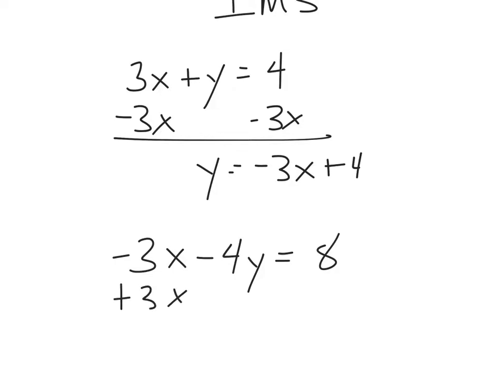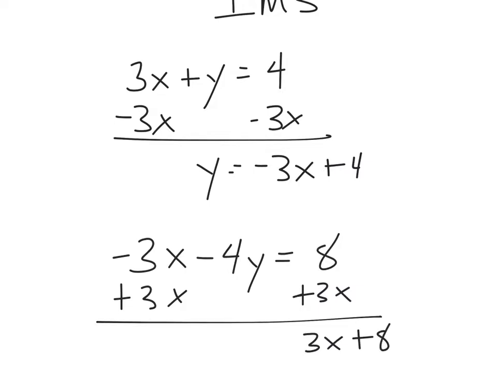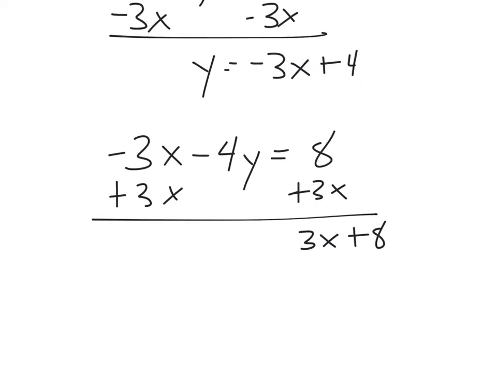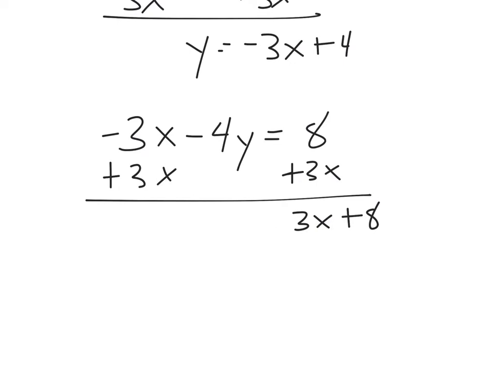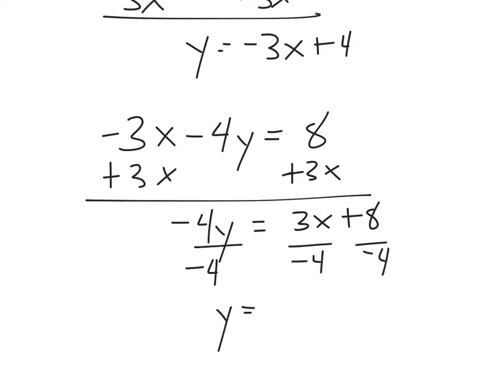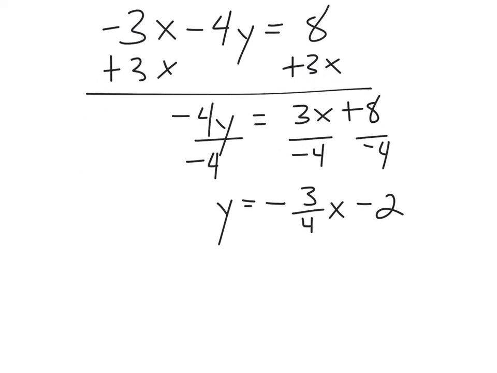Adding the 3x to the other side gives me a positive 3x over here plus the 8 that we have. And we're also left with that negative 4y. A lot of people tend to forget that negative. To get y by itself, of course, we're going to divide by negative 4. And so we wind up with y equal to negative 3 over 4x and then minus 2. And now that's ready to graph the way that we have been graphing problems all along.